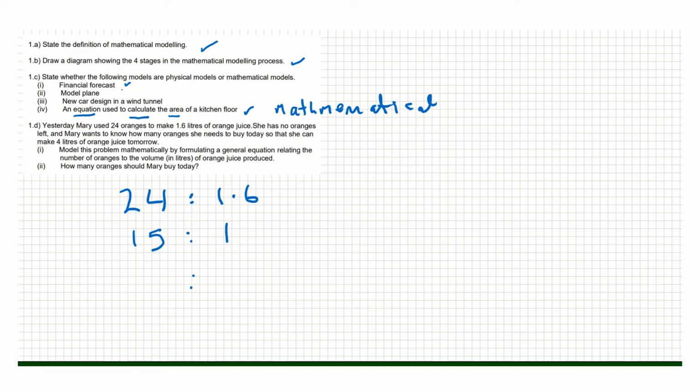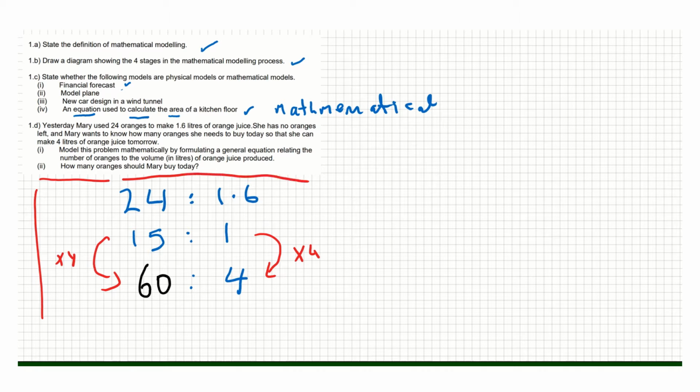So we want, sorry, 4 litres of orange juice. So we're going to multiply 1 litre by 4, and that means we have to multiply 15 by 4. So that tells us 60. So model this problem. I think you can translate what I've given you here into your solution or your model, and what I have there might even do. How many oranges should Mary buy? She should buy 60 oranges for her 4 litres.